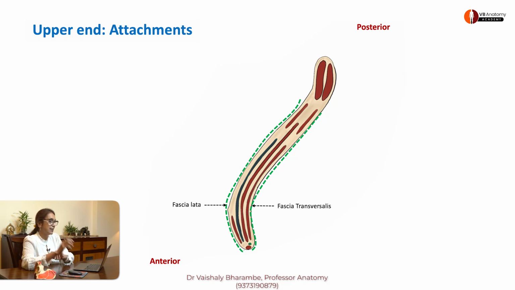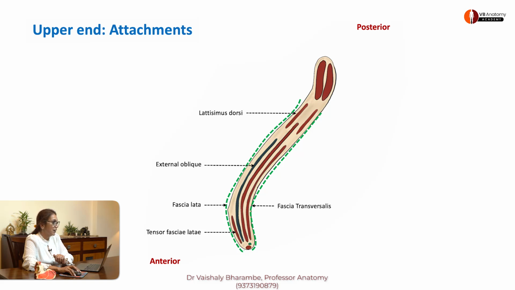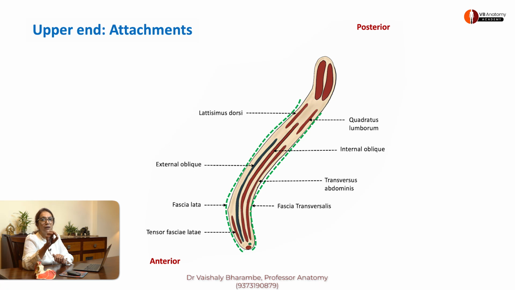Fascia lata, fascia transversalis. Here, between the tubercle and the anterior superior iliac spine, there is a tiny attachment of the tensor fascia lata muscle. Now we've got outer lip, inner lip, intermediate area. Outer lip in the anterior 2/3 gives attachment to external oblique. Posterior 1/3 gives attachment to latissimus dorsi. Inner lip in the anterior 2/3 gives attachment to transversus abdominis, in the posterior 1/3 to quadratus lumborum. And the intermediate area completely gives attachment to internal oblique.